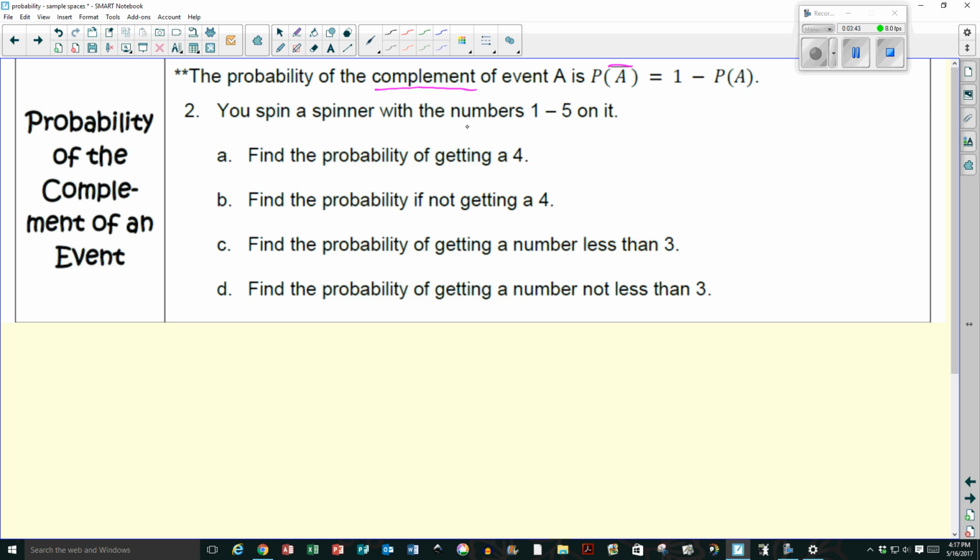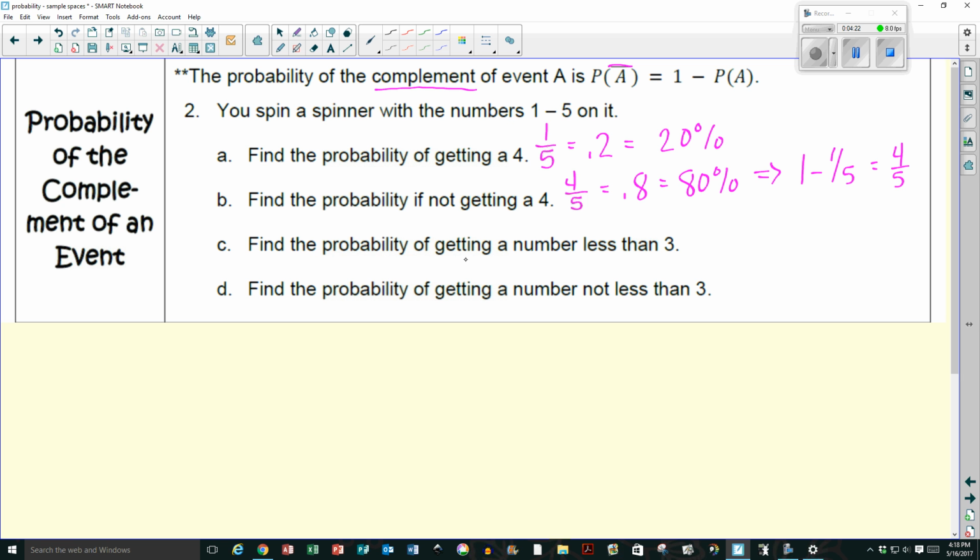So you spin a spinner with numbers 1 through 5 on it. Find the probability of getting a 4. Well, how many 4s are there? There's only 1 out of 5, so that would be 0.2 or 20%. So what's the probability of not getting a 4? Well, there are 4 numbers that are not 4 out of the 5, which is 0.8 or 80%. Another way to look at it would have been to do 1 minus the 1/5, which would have been your 4/5.